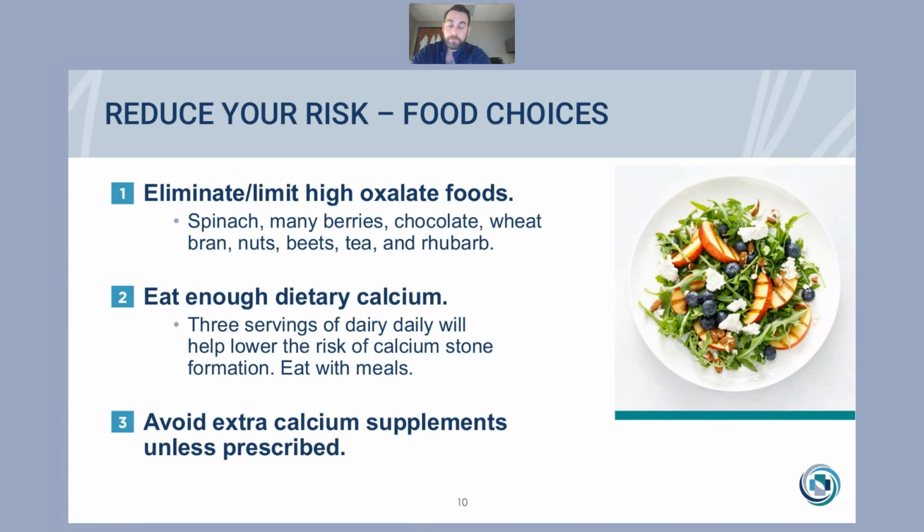So foods make a big difference in risk of stone formation. There's a risk of stones with high oxalate foods, and most of these foods are what most of your other doctors will tell you to eat: spinach, kale, berries, leafy greens, nuts, wheat bran, beets, tea, rhubarb, dark chocolate, dark beer. So it really is found in a lot of foods, and it's really about moderation.